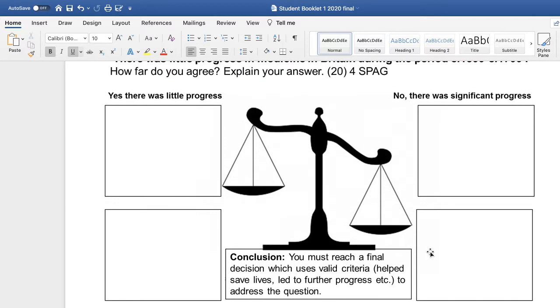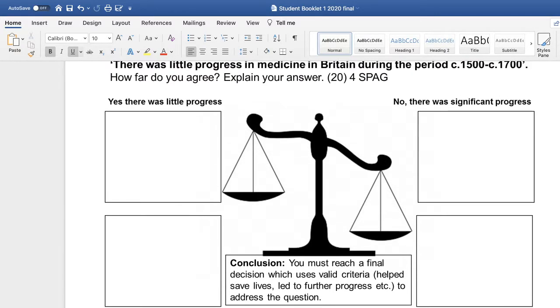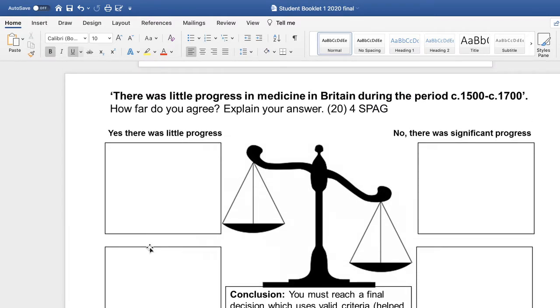What I'd like you to first do is write down your intro over here. So I think there was little progress or significant progress. Circle it or cross it out. Write down fair, some, limited, whatever. Write down why. I also want you to add here your valid criteria like I did on the slide. And then attempt to plan the question. Find your evidence that you have from your booklet. And then answer this question. Okay, thank you.